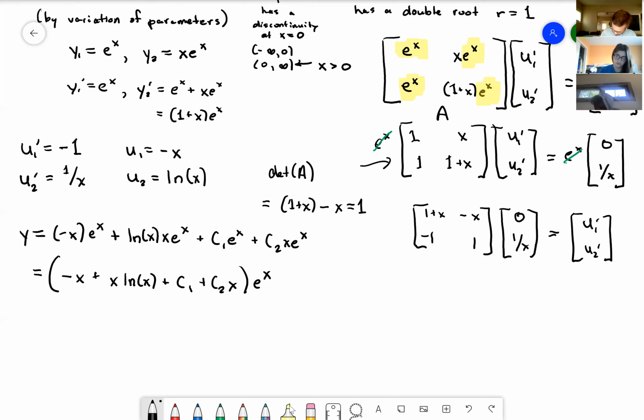And notice that if I combine this with this, I factor an x out of both of these. Then I get c2 minus 1 times x.